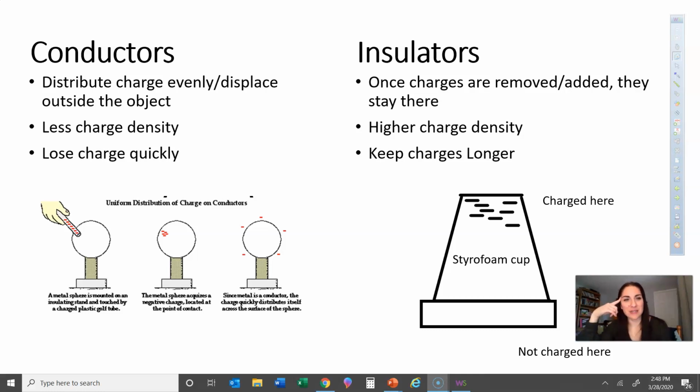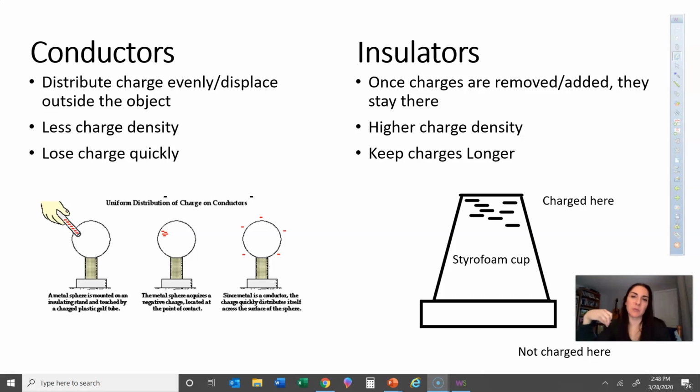But the point is that the electrons spread out because they don't want to be near each other. So if you were to charge this, the shock would be really teeny tiny because the charge distribution would be very small. And also conductors, especially touching other conductors, will lose their charge really quickly.